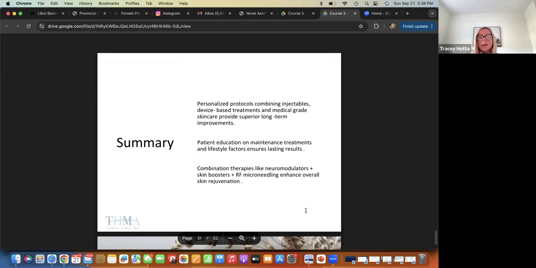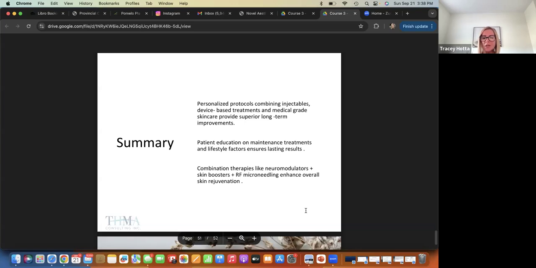So to summarize this today, personalized protocols combining injectables, device-based treatments, medical care, skincare provide superior long-term improvements. So like I said in the beginning, it's often a combination of all these treatments that provide the best results. So don't be afraid to recommend combined treatments. And these are just a few of the skincare quality treatments that we talked about today. There are others as well. But these I feel were the most popular and certainly some of the most common treatments that are out there.